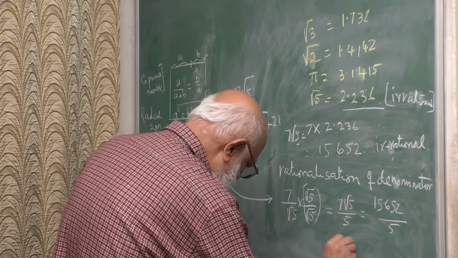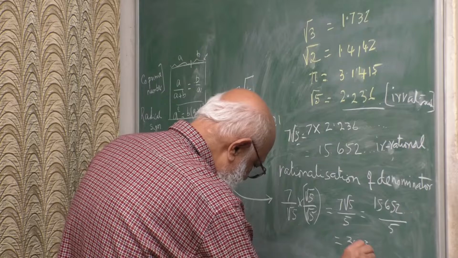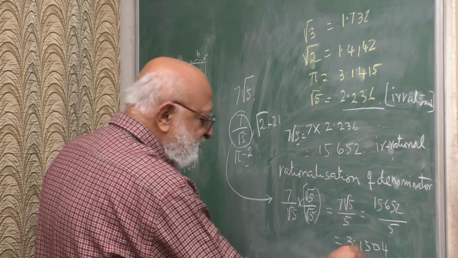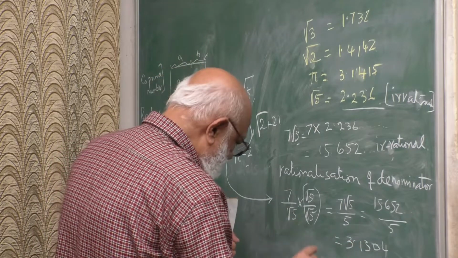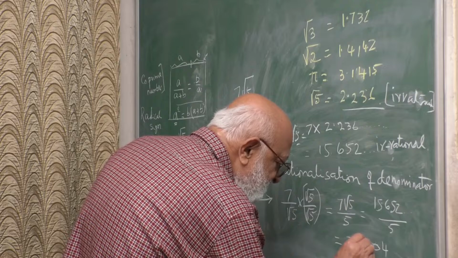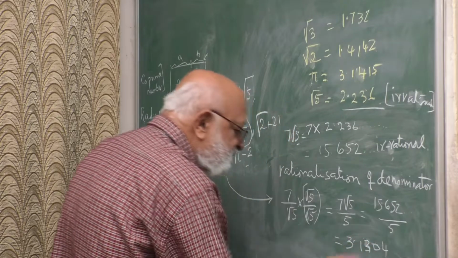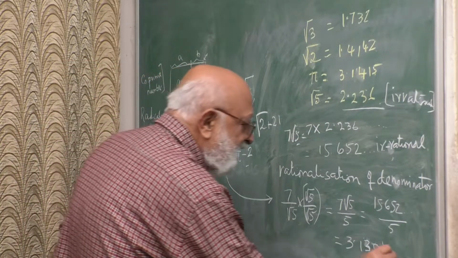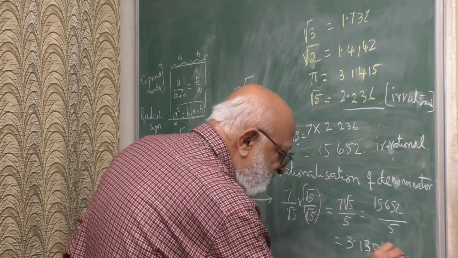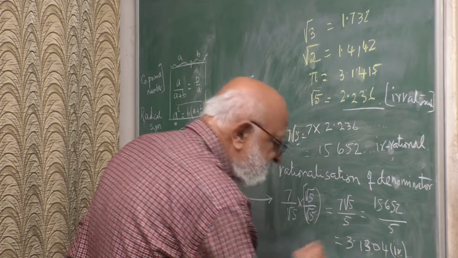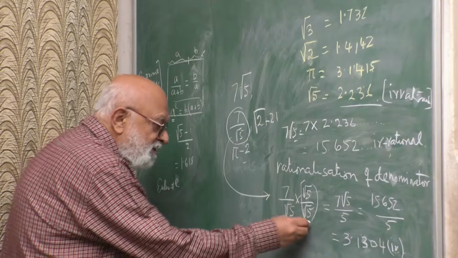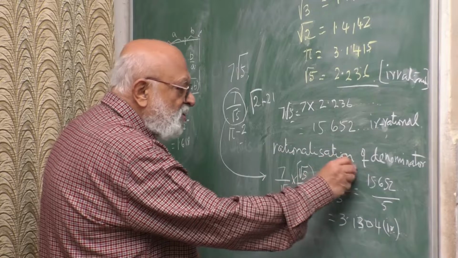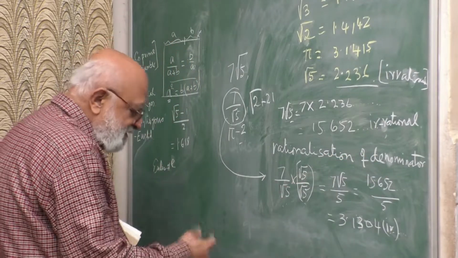I will not go through 3.1304. Easy. Now you see, this is again an irrational number. I write now IR instead of going through the same thing. So this point is important. You will see a lot of sums on rationalization of denominator. Let us see the same next one.